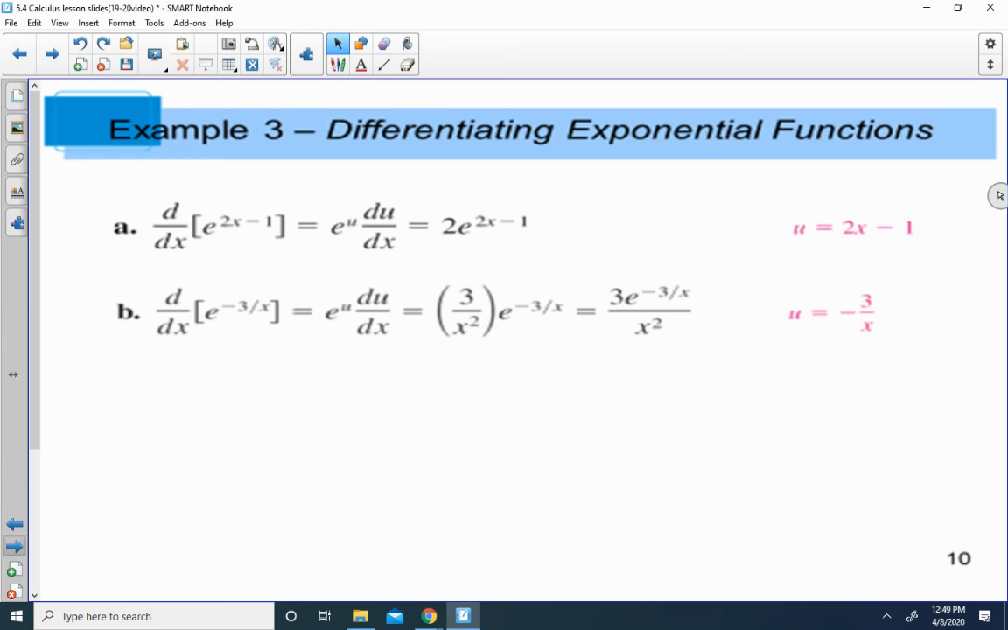Here are just a couple more examples if you wanted to try them on your own. The answers are right here, so you can check your work. Just extra practice if you want to do it. It's all right there.